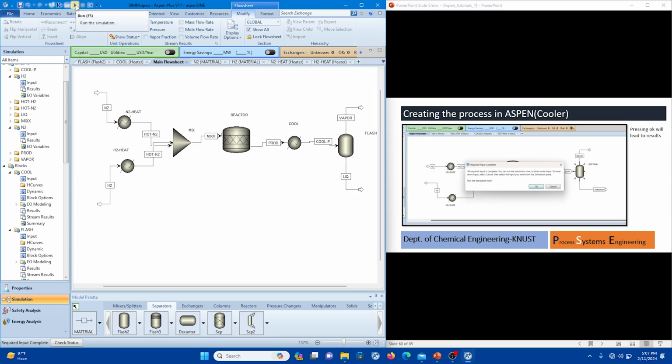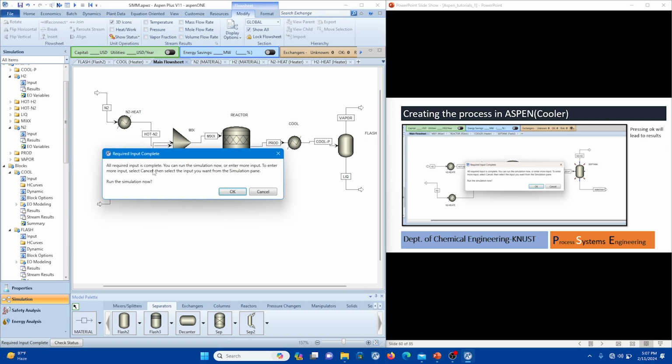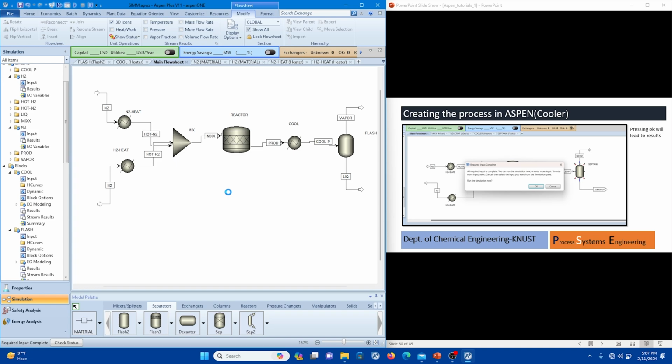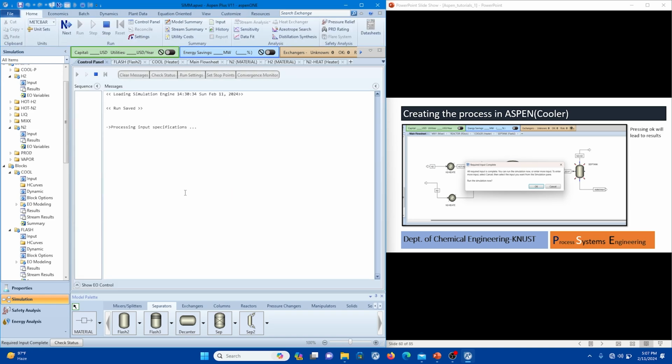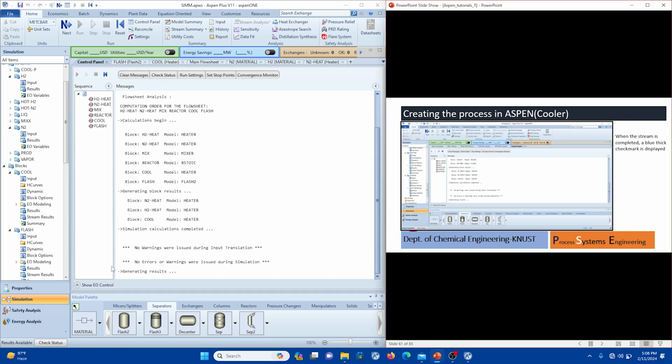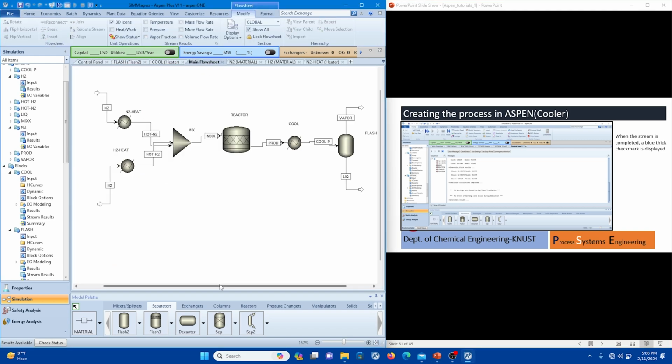So you can come up here and click run. We can go to next. You'll be prompted until all the required inputs are complete. So we can run the simulation then. So we have our results available. You can see that on there.